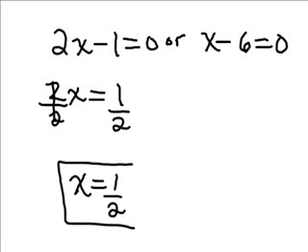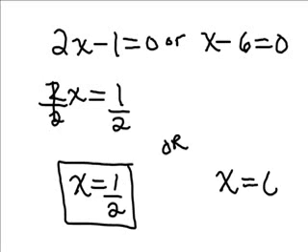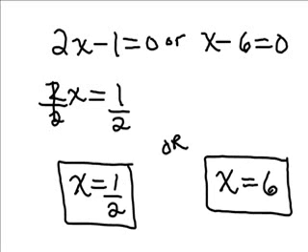So there's one solution. Or over here with x minus 6 equal to 0, I add 6 to both sides to get x equal to positive 6. And that is the second solution.